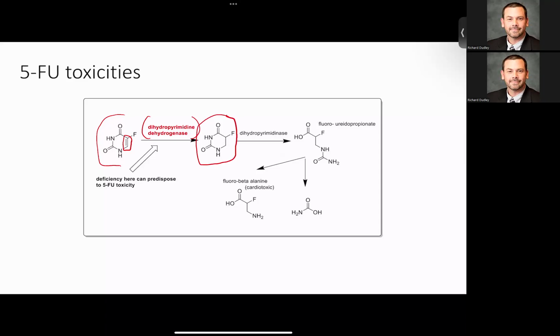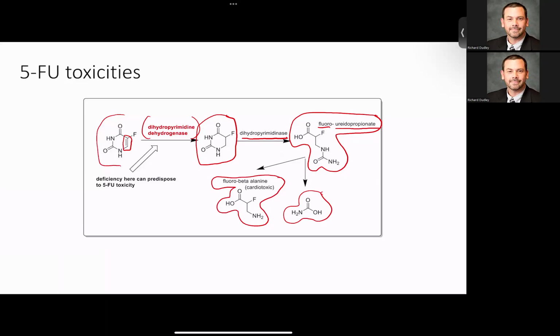fluoropiperazine intermediate, and then an enzyme called dihydropyrimidinase can actually cleave the ring. It can open up the ring and afford you with an inactive metabolite called fluorouretopropionate. Right? Fluorouretopropionate can actually get broken down even further into an amino acid, fluorobeta alanine. And concerningly, this fluorobeta alanine, when it accumulates, can be toxic.